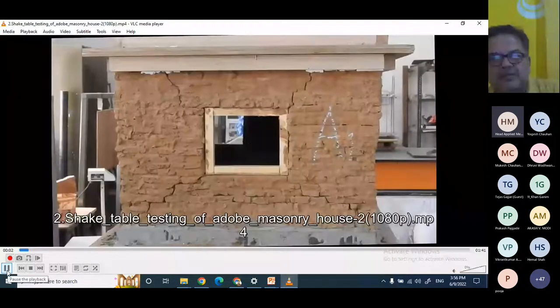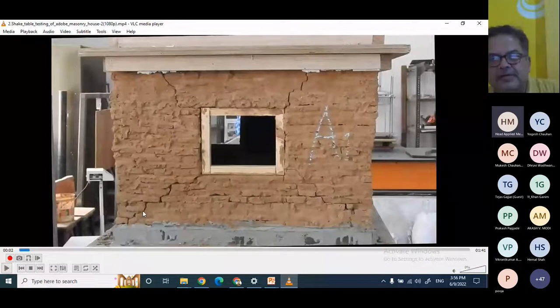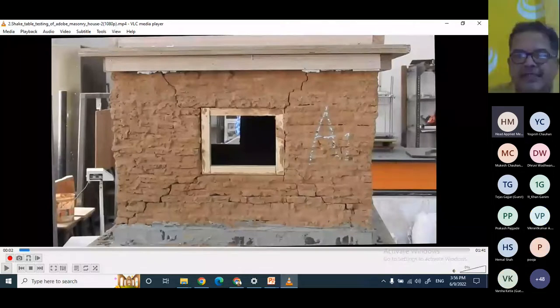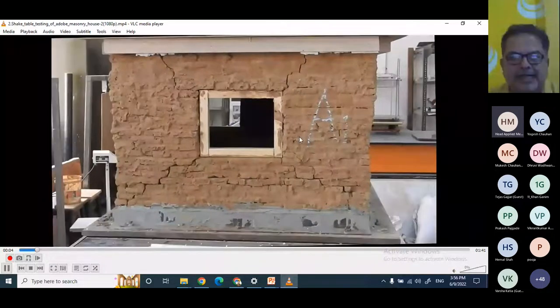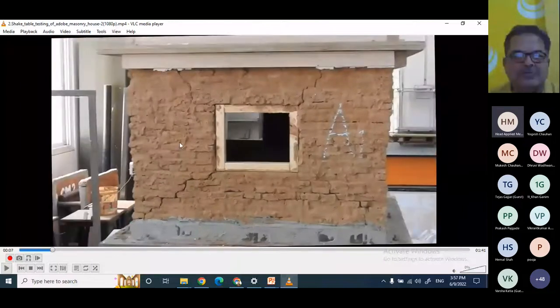You can see this is X cracking around the opening. We know that if we have an opening, then the area is reduced. If area is reduced, then stress will be concentrated, and if your material is not able to take the stress, then this crack or damage is going to happen. This is known as a shear failure, and here it is X cracking.